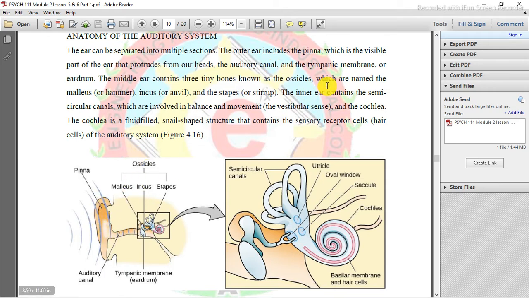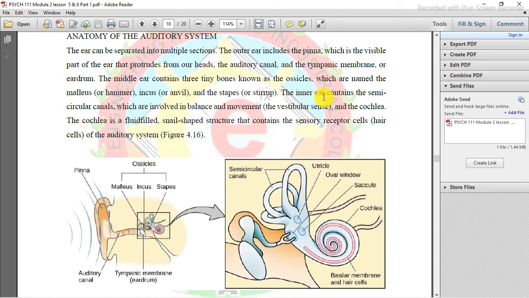Ito the outer ear, the pinna, which is the visible part of the ear that protrudes from our heads, the auditory canal. May canal tayo dito, auditory canal. And the tympanic membrane or eardrum. The middle ear contains 3 tiny bones known as ossicles. Na saan yung ossicles, ito dito na part, parang may bukog, bones.